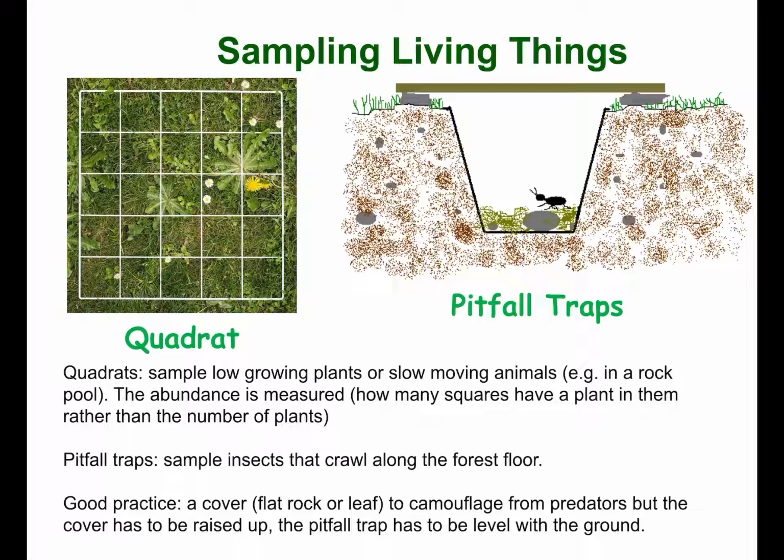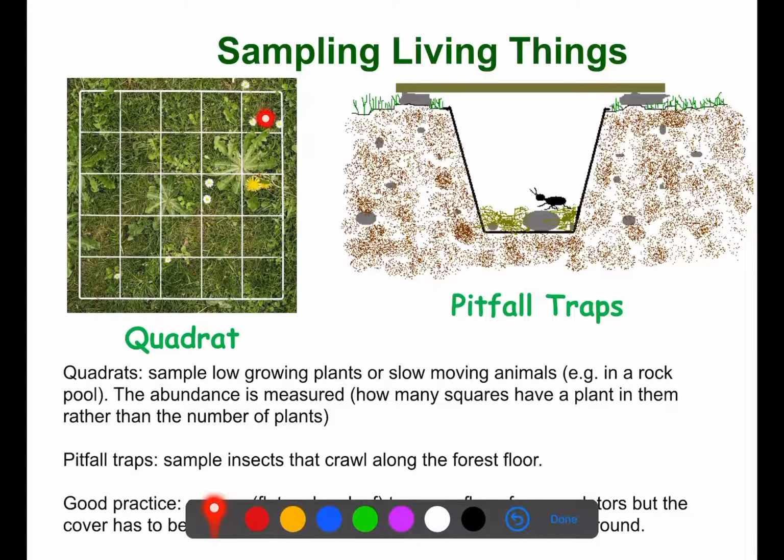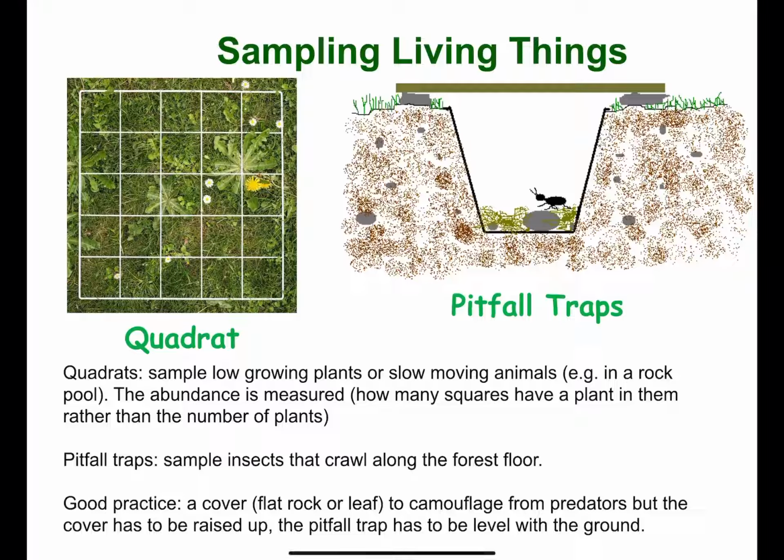You then count how many squares have the plant that you're looking for. You don't count the number of plants themselves. So if we look at this quadrat here, we can see that in this square we have 2 daisies and in this square we have 2 daisies. However, we wouldn't count that there are 4 daisies. We would just count the squares which have the daisies in. So we'd say this is 1, 2, and then down here 3 and 4. And you would do this for the different plants that you have available.